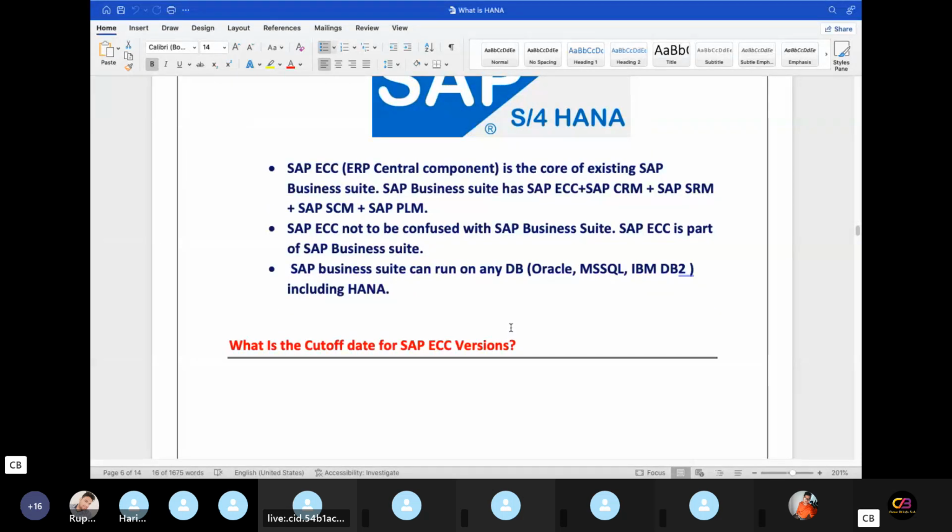ERP is the old version. What is ERP? Enterprise Resource Planning. SAP ECC is the old version. ECC means ERP Central Component. S4HANA is also ERP. ERP means integrated software. This ECC has databases like Oracle, MS SQL, IBM DB2. And you can also run the HANA database in an ECC system, because this is a product of SAP.